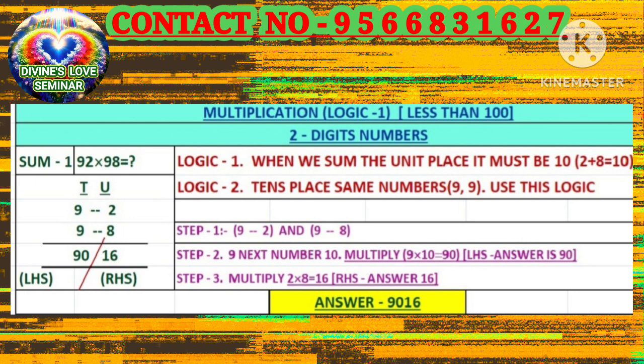The logic is that the tens place should have the same number, that is 9 and 9. In the unit place, if we add the numbers, 10 should be the answer, okay? 2 plus 8 is 10. Then follow this logic, okay?